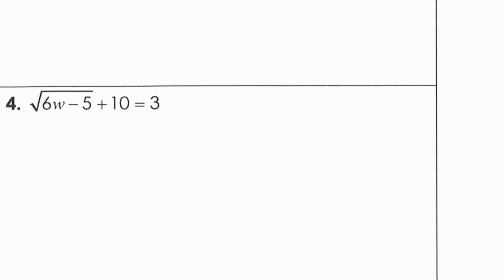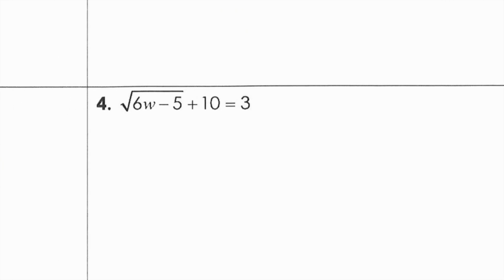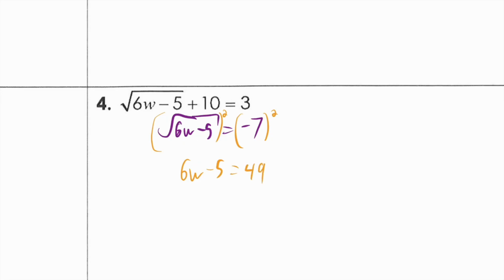Moving on to example 4. We have the square root of 6w minus 5 plus 10 equals 3. So we have to undo this addition of 10 in order to get the radical by itself by subtracting 10. So we get square root of 6w minus 5 equals negative 7. And so here you should have alarm bells going off that we have the root equal to a negative. So we'll go ahead and square both sides. And that gives us 6w minus 5 equals 49. Because when you do a negative times a negative, you get a positive.